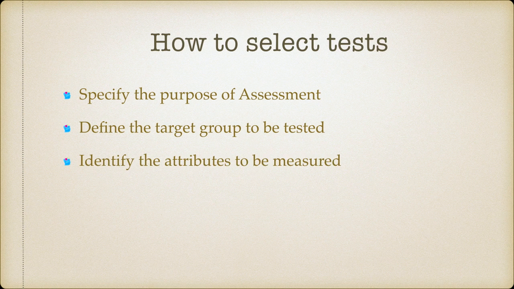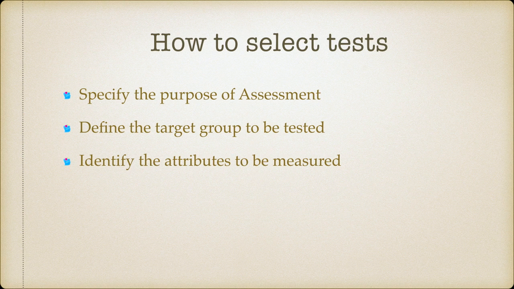Next, you identify the attributes that should be measured. To do this, you need to know really well what your target group does and what it takes to do those tasks. What characteristics make them successful at what they do? You need to make a list of all such attributes relevant to your target group. The list of attributes can also come from the purpose.